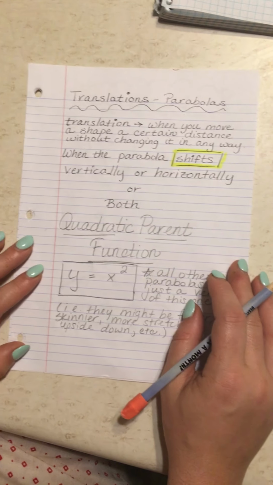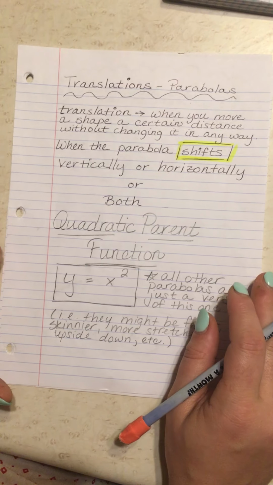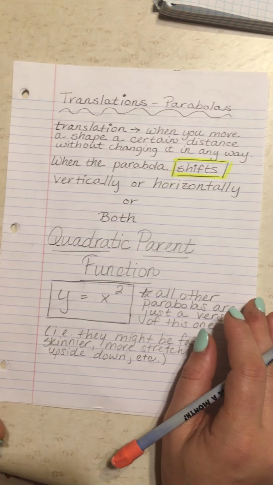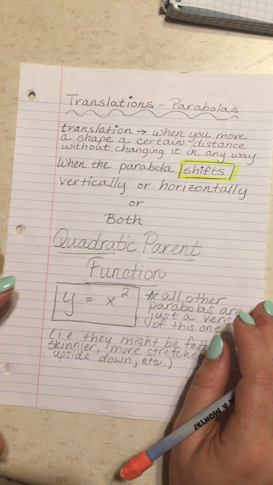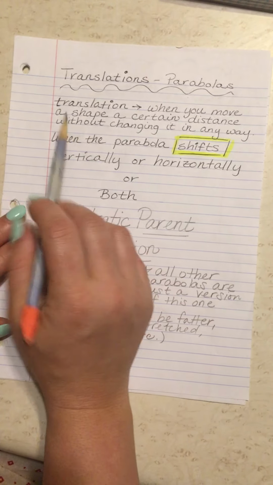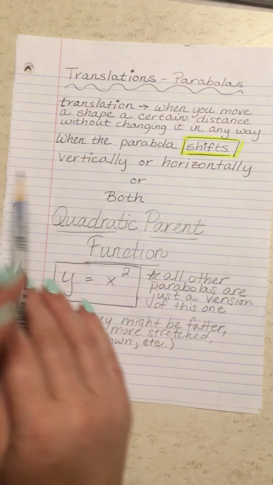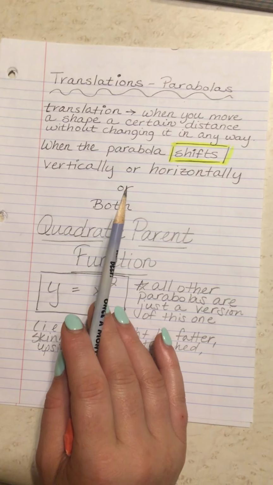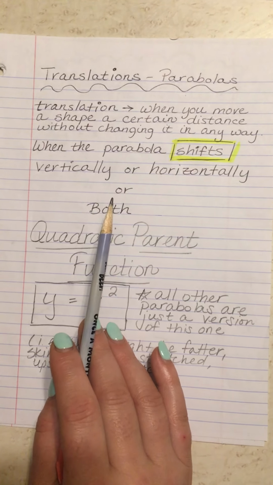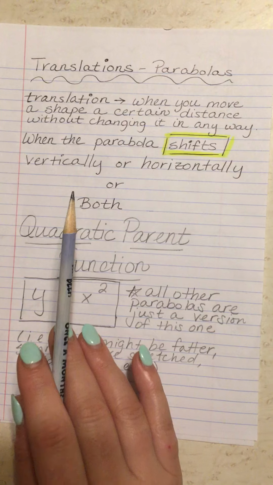Hi guys. Okay, so this is the last thing that we're going to be really discussing in this unit about parabolas, and we're going to be talking about translations of parabolas. So let's just talk quickly about what a translation means. A translation is when you move a shape a certain distance without changing it in any way. You hear about that a lot in geometry with shapes, and they ask you to translate a shape. They just ask you to move it, shift it up, or shift it down.